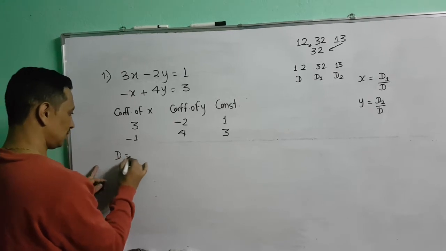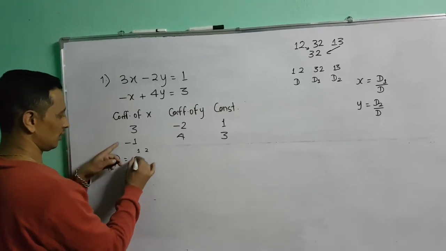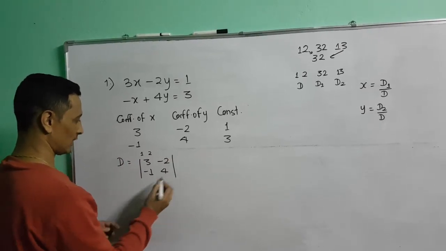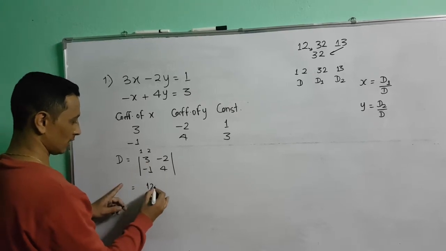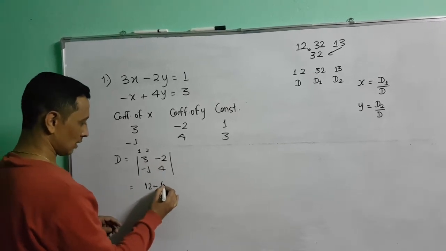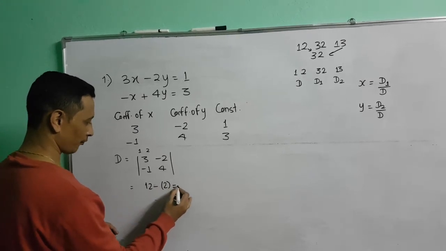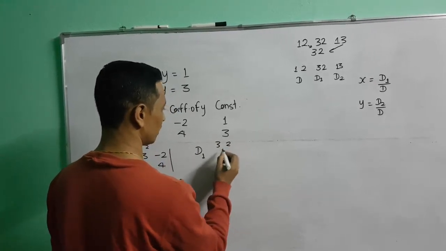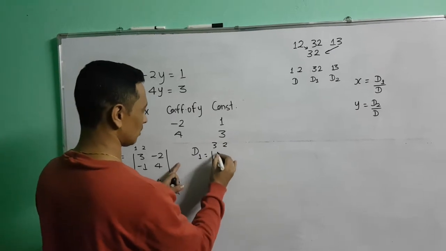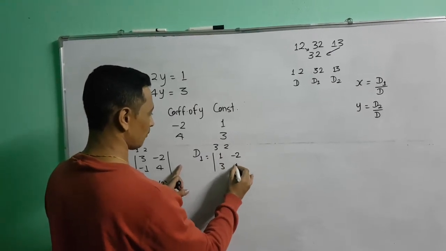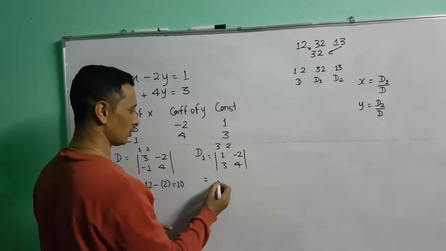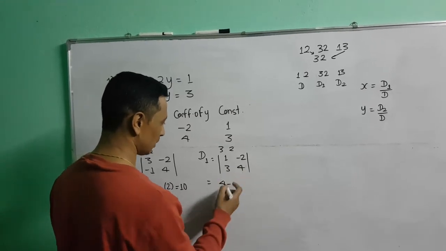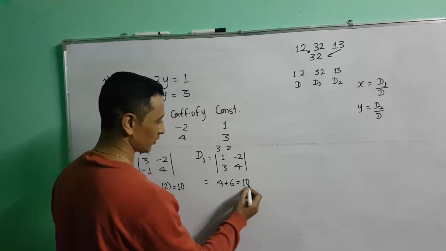Now as I said, D is 12, the determinant of the first and second column, that is 3, minus 2, minus 1, 4. So this is 3 into 4, 12, minus minus 1 into minus 2, which is 2, and this gives you 10. D1 is 3, 2, the determinant of the third and second column. That means 1, 3, minus 2, 4. And this equals 1 into 4, 4, minus 3 into minus 2, minus minus 6, plus 6, and this equals 10.